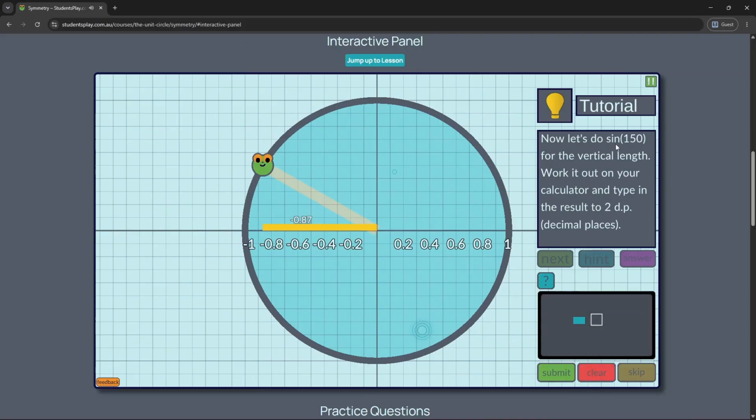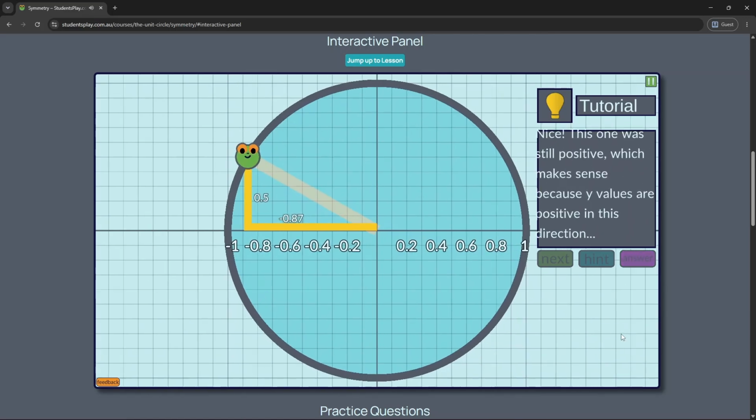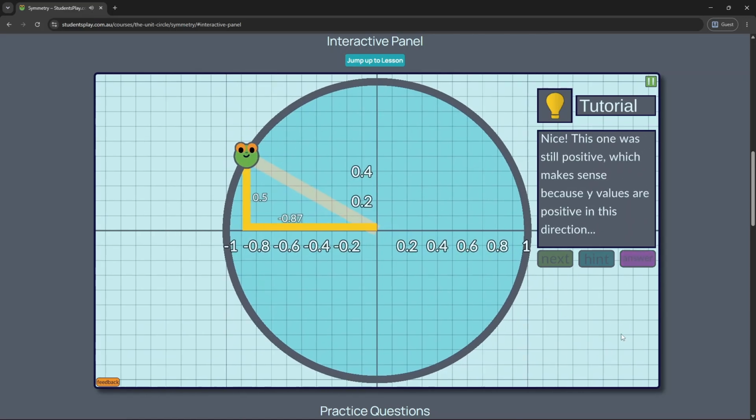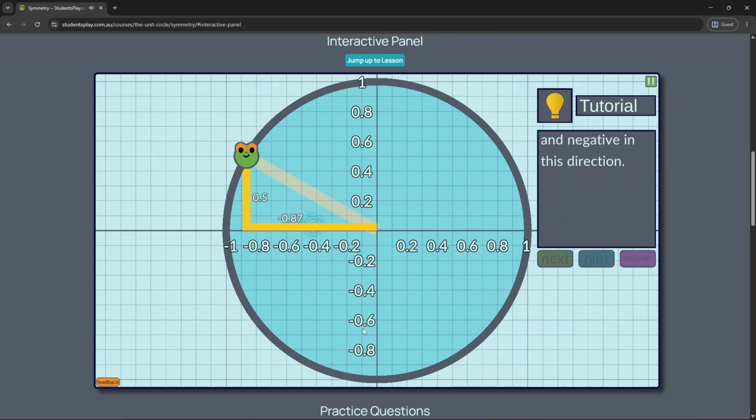Now let's do sine 150 for the vertical length. Work it out on your calculator and type in the result to 2 dp, decimal places. So sine 150 is 0.5. Nice, this one was still positive, which makes sense because y values are positive in this direction, so going upwards, just like on every graph, and negative in this direction, going down.